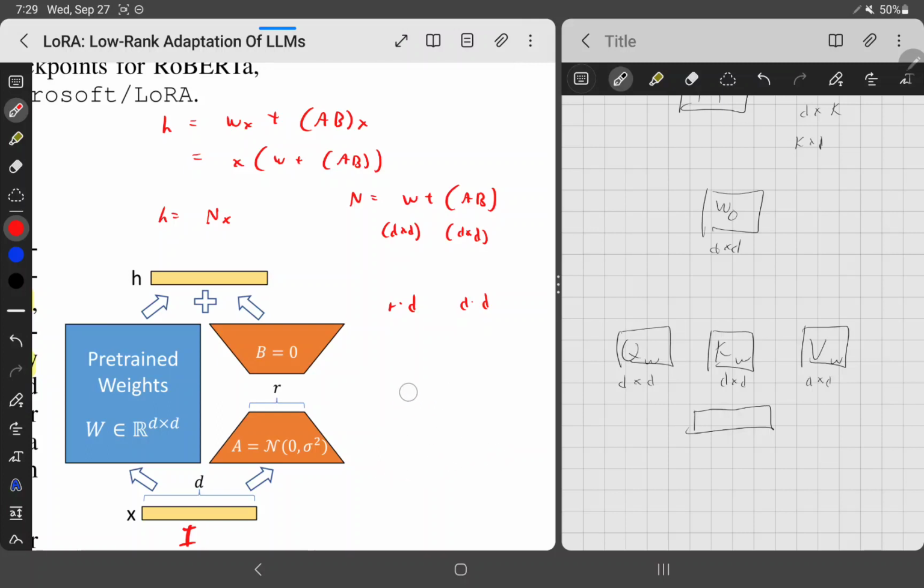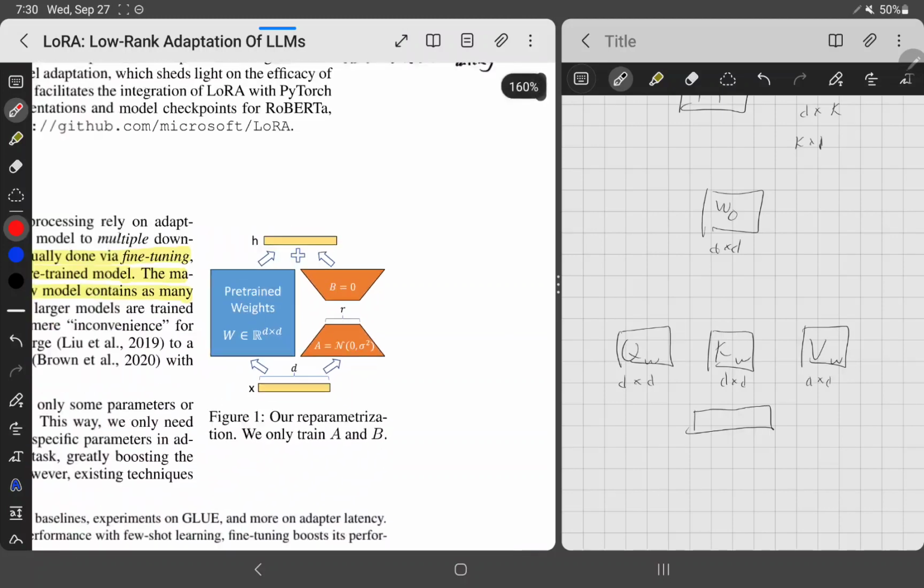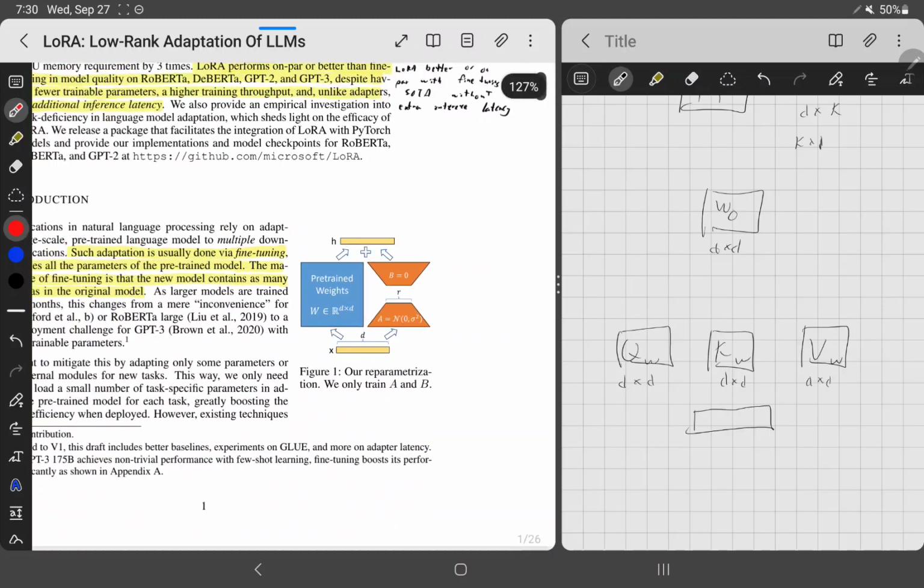So LoRA is actually used a lot in Stable Diffusion. Because Stable Diffusion models are gigantic, right? Well, it's used everywhere. It's used in LLMs. Honestly, it's used everywhere. But I just know them the best from Stable Diffusion, so that's why I'm using that one as an example.